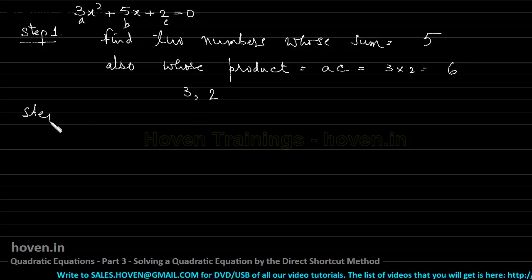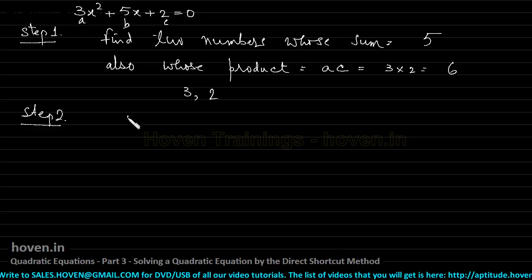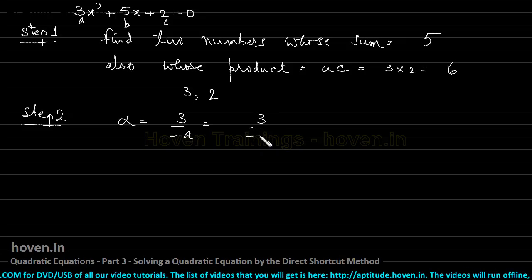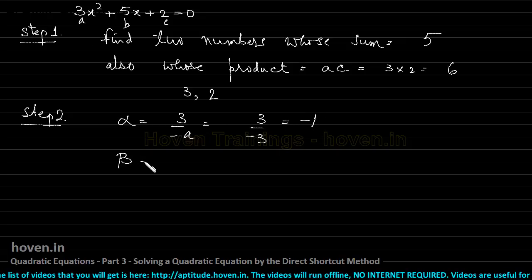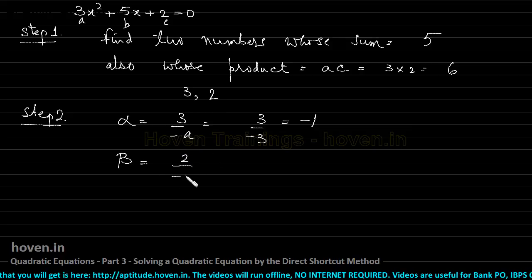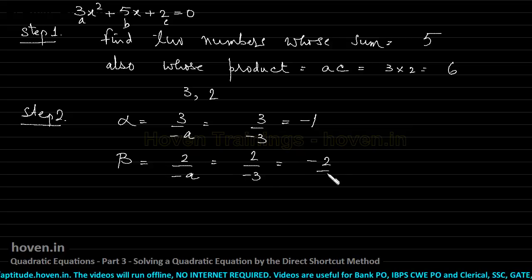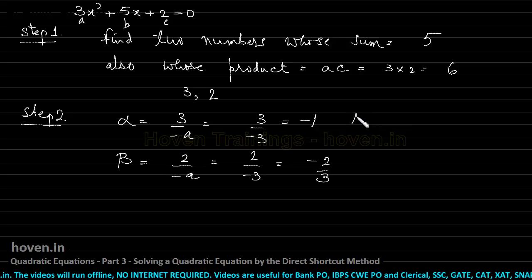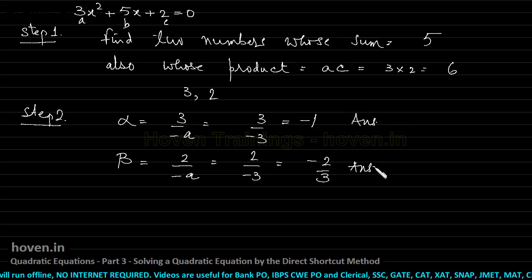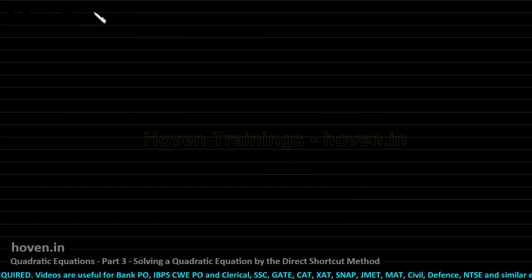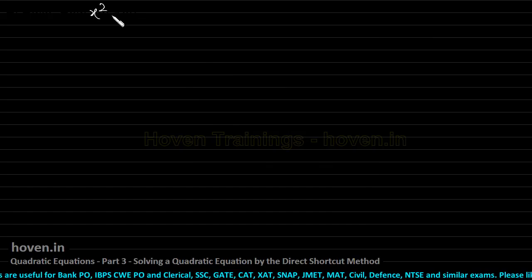Step 2. First root alpha is 3 by minus a, which is equal to 3 by minus 3, because a is 3, as you can see here. So alpha is minus 1, and the second root beta will be equal to 2 by minus a, which is equal to 2 by minus 3, which is equal to minus 2 by 3. So this is the answer. Let us take another example. All these examples will exhibit something of interest.